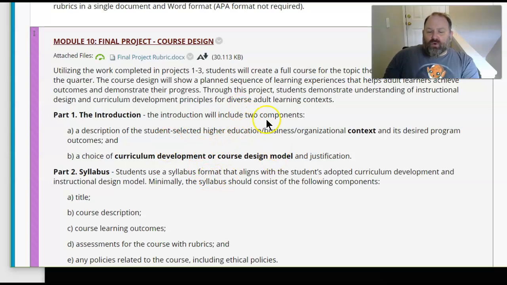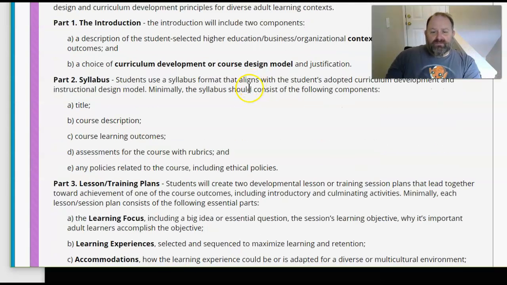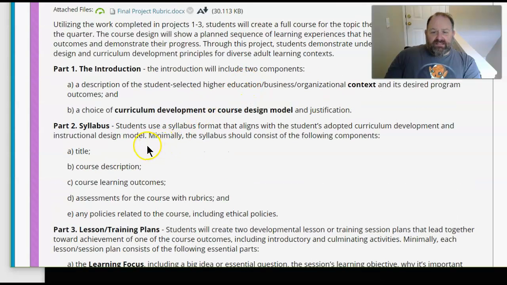And then what course design model or curriculum development model are you using to measure them? So what is the best curriculum design to use for ESL, or what's the best design to use for a business class? What kind of curriculum development process are you going through? Then you're going to create a syllabus.